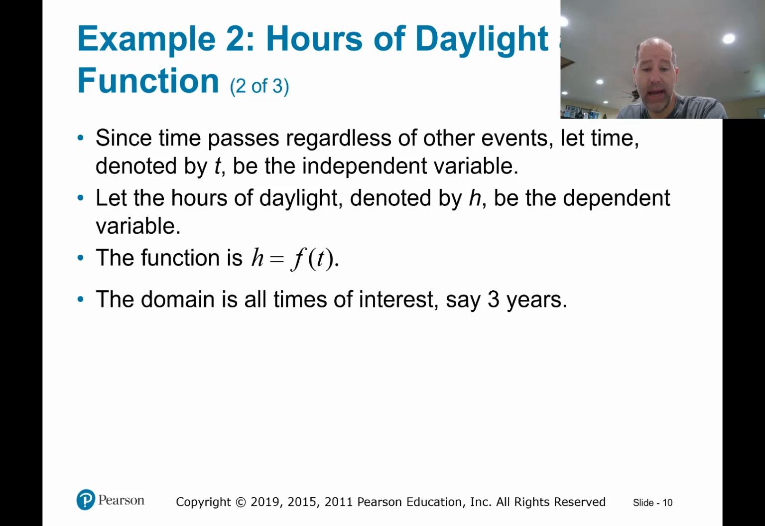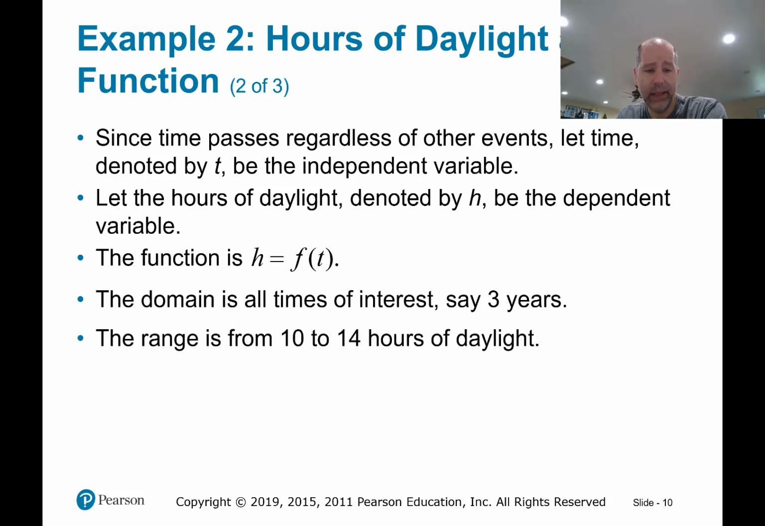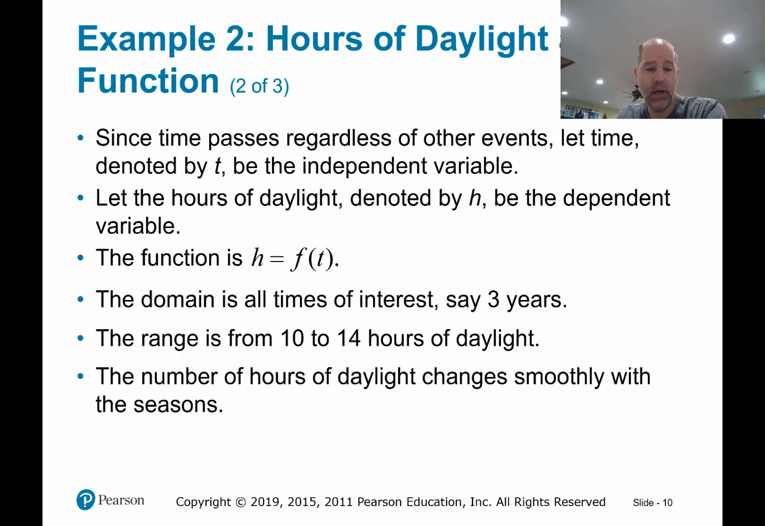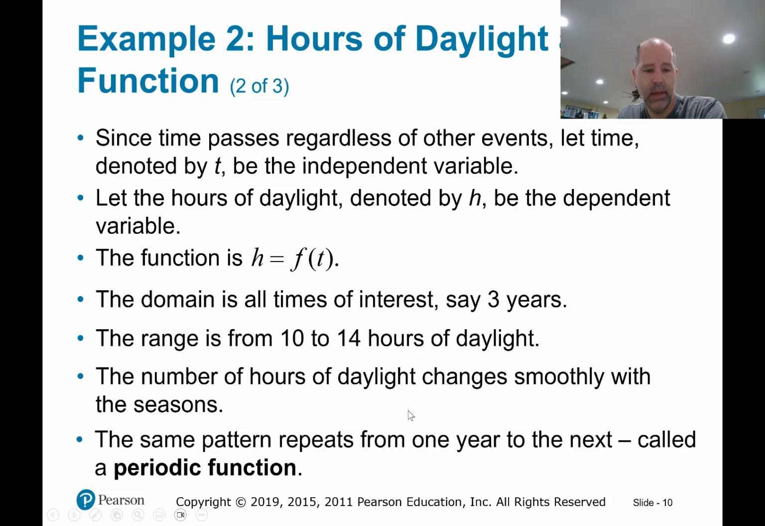Now, the domain is all times, but we're going to say 3 years. We're going to use a 3-year period as a time of interest. And of course, the range goes from 10, the minimum amount of daylight hours, to 14 hours of daylight. And of course, the number of hours of daylight changes smoothly with the seasons. So it's not going to be a discrete change in the number of daylight hours. It's a nice continuous curve. And also, this pattern repeats itself every single year. And this is called a periodic function or a cyclic function.